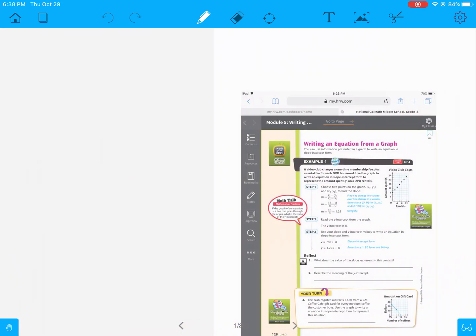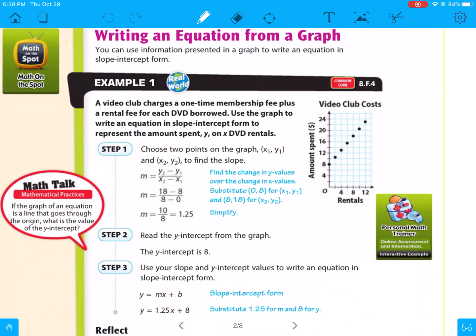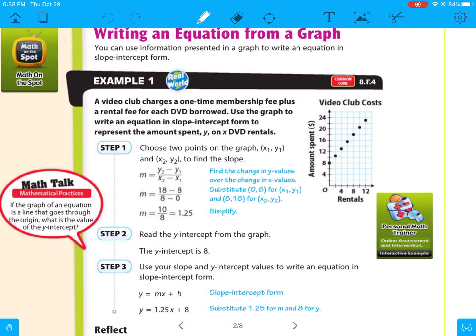So on the next page, we need to write an equation from a graph. So if you recall, you need y equals the slope times x plus your y-intercept. So on a graph, you can use information presented in a graph to write an equation in slope-intercept form. Usually on a graph, your y-intercept is easy to find. Like right here, it's where it crosses the y. And this crosses the y at 8. So we can just put an 8 right there.